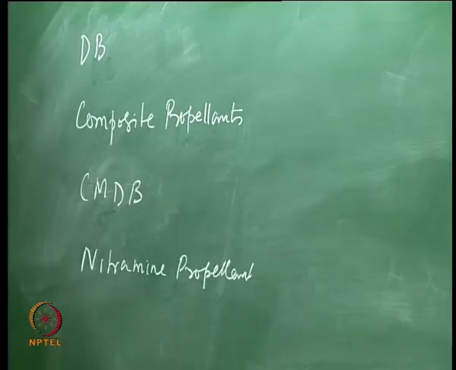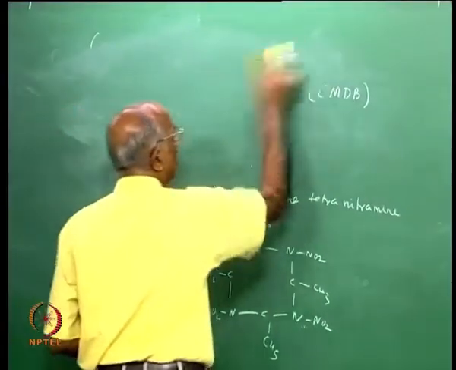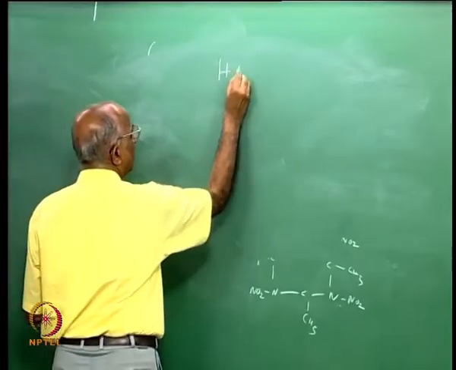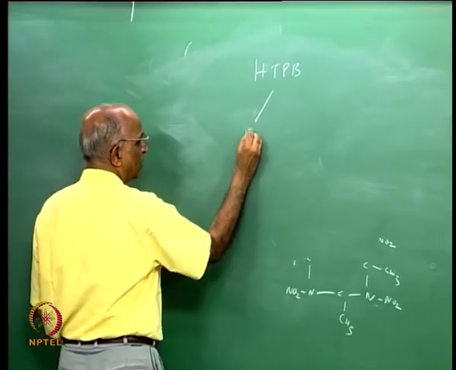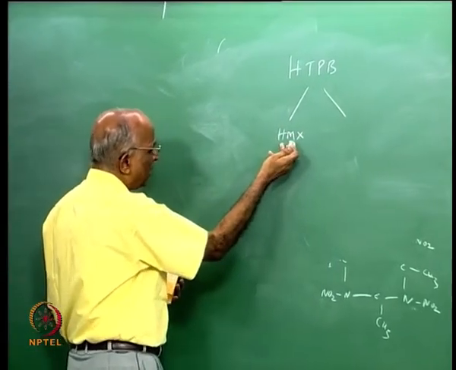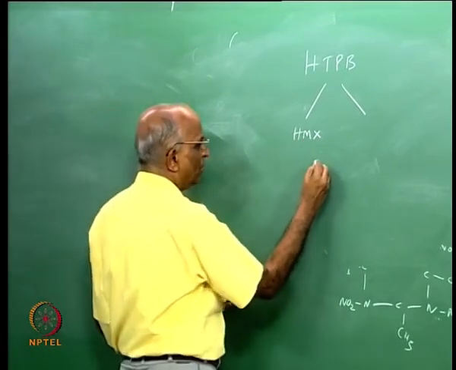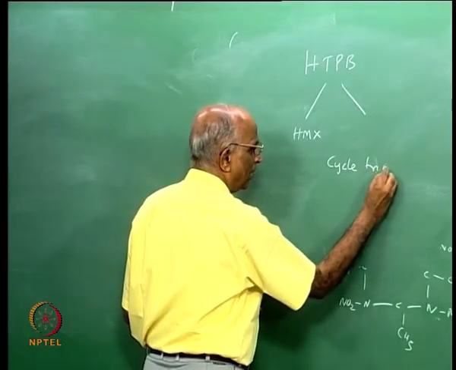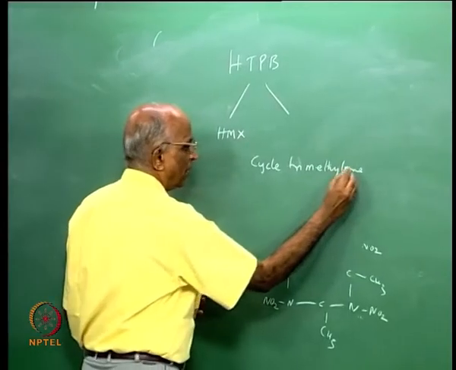When I say nitramine propellant, we have a binder like HTPB, which is a polymer, into the polymer, let us say HTPB, you add something like HMX, which is an explosive, or a slightly less energetic explosive which we call cyclo trimethylene trinitramine.